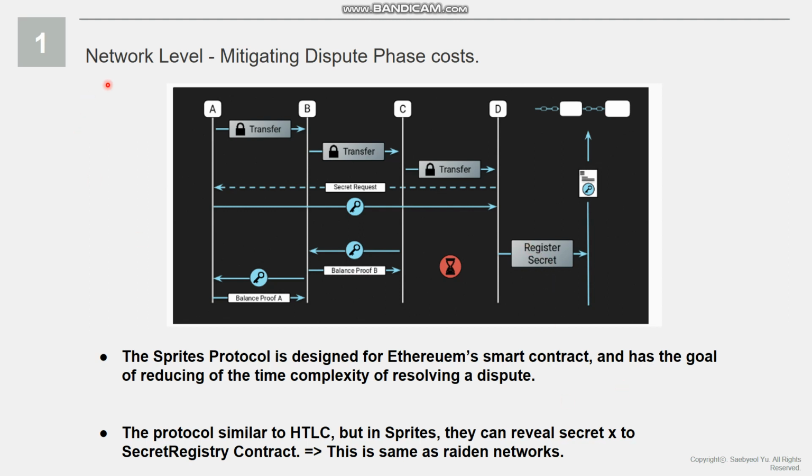And this is about mitigating dispute-based cost. The Sprite protocol is designed for Ethereum smart contracts and has the goal of reducing the time complexity of resolving a dispute. The whole protocol is similar to HTLC, but in Sprite they reveal the secret X to a secret registry contract. So this is the same as the Raiden network.